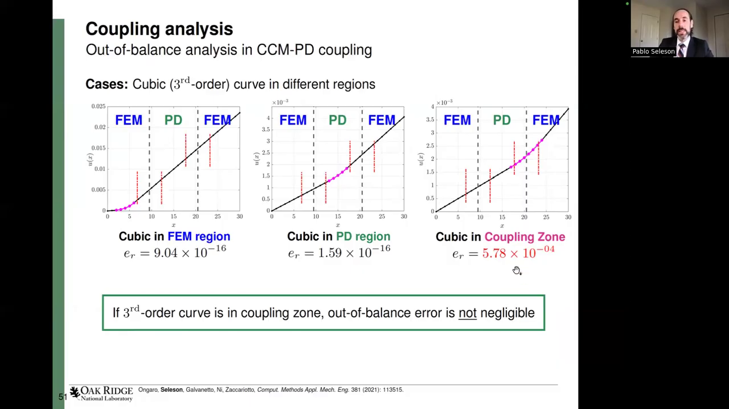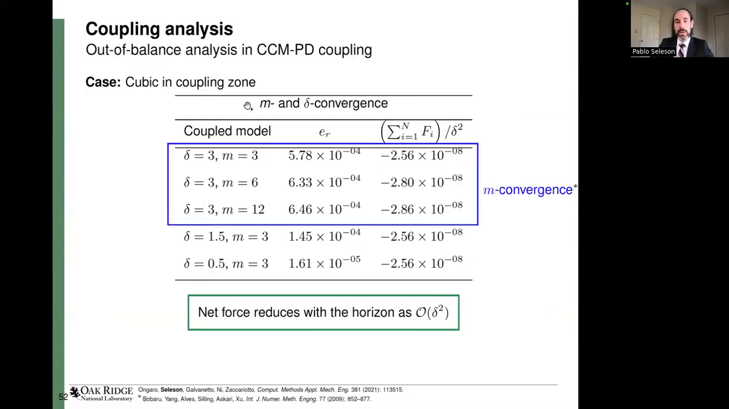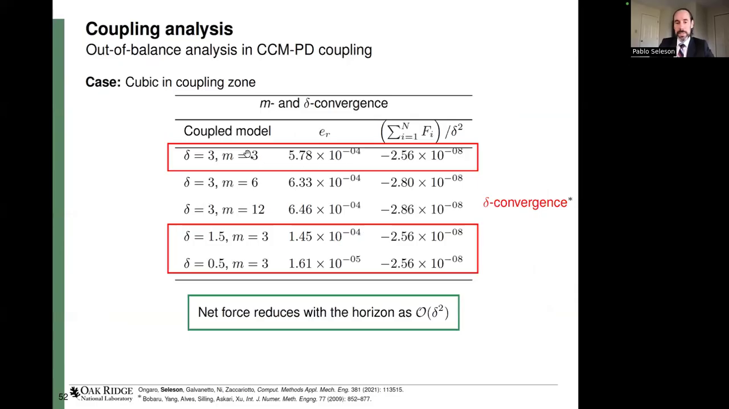So we already demonstrated that if the third order curve is in the coupling zone, the out-of-balance error is not negligible, and this is consistent with our analysis of the coupling error in one dimension that depends on third order derivatives. Additionally, we can look into convergence. First, looking into M convergence, which means I'm going to take delta to be fixed, and I'm going just to increase M. Now, the error doesn't change significantly because the error really depends on delta. But if we now do a delta convergence where M is fixed and delta decreases, you see that the relative error divided by delta squared is really constant. So the net force reduces with the horizon as O delta squared, which we already knew from the theory and the analysis, but now we confirm numerically.